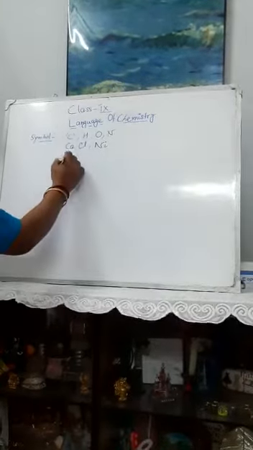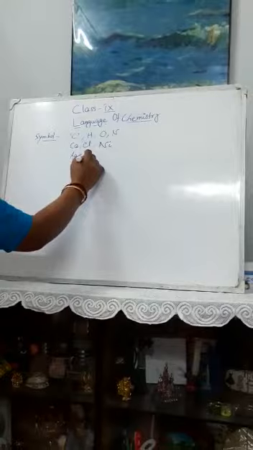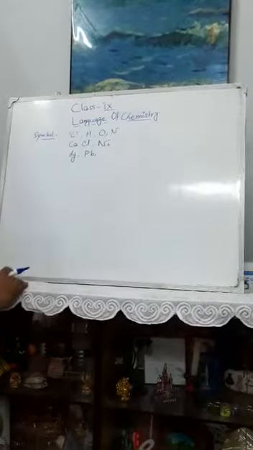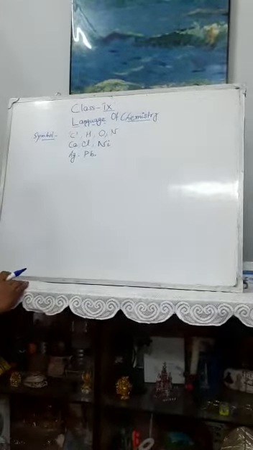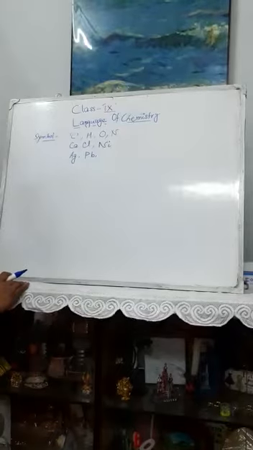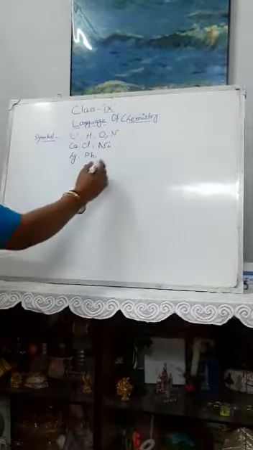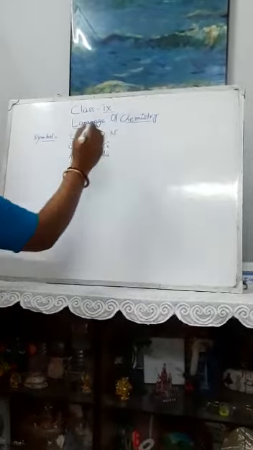Symbol of some substances also can be written from their Latin name, such as argentum. Argentum is Ag, and that of plumbum. Plumbum means lead. Lead is written as Pb. These are the Latin names. And for gold, aurum is the Latin name of gold. So we will write Au for gold. So this is called the symbol.